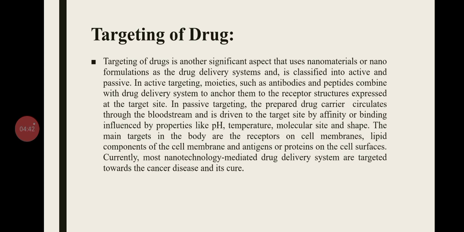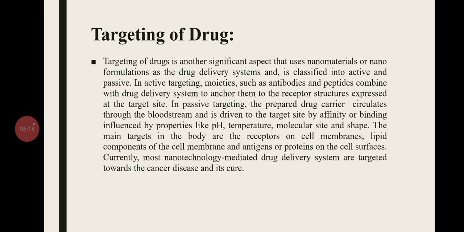So targeting of drug is another significant aspect that uses the nanomaterial or nanoformulation as a drug delivery system, and it is further classified into active and passive. So in active targeting, different moieties such as antibodies and peptides combine with the drug delivery systems, which help them to anchor to the receptor structures that are present at the target site. While in passive targeting, the prepared drug carrier circulates through the bloodstream and then reaches the target site by the specific affinity or binding that can be affected by different properties like pH, temperature, molecular size and shape.